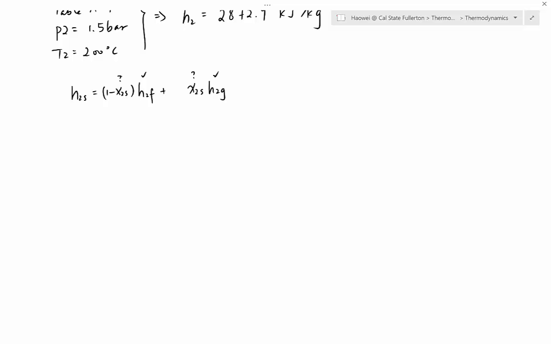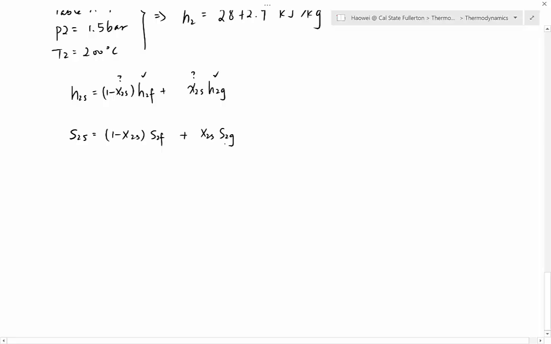We've done this a few times already. We just go to a different property. What is the property we will use? We will use the x coordinate, which is entropy, s2s. We know point 2s is a mixture. So how do you look for the entropy of a mixture? You do the same thing. Weighted average equation: s2f plus x2s times s2g this time.